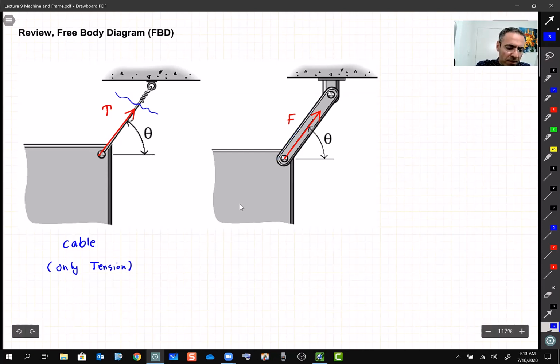Let me draw it a little bit over that side. So we say a link can apply both tension and compression.